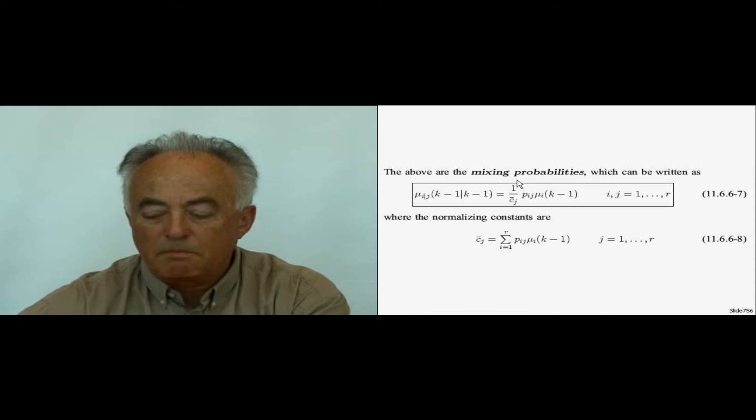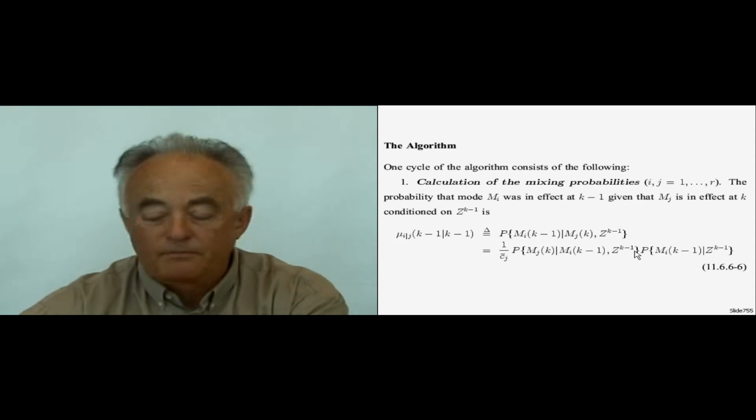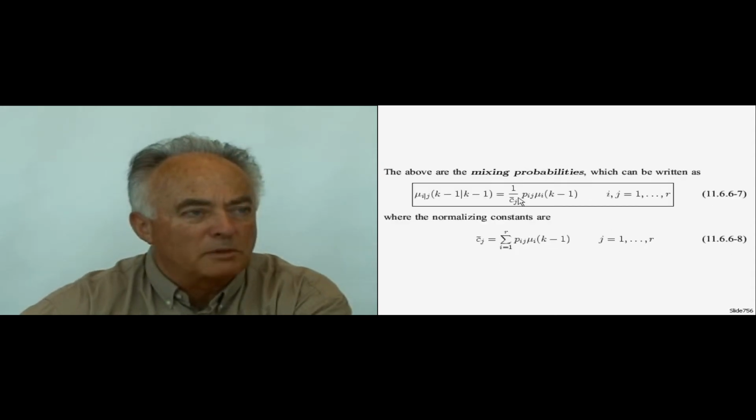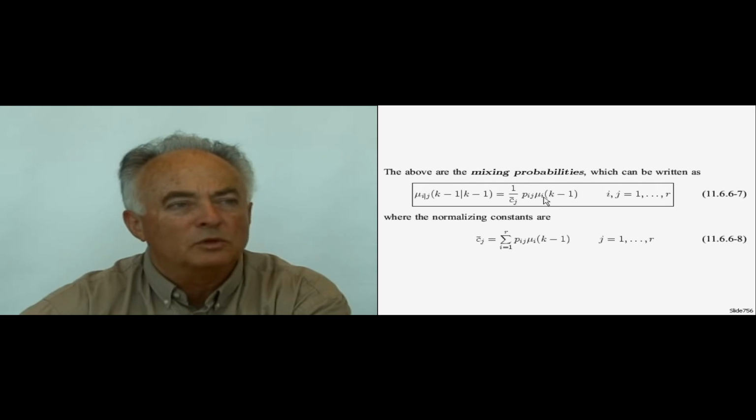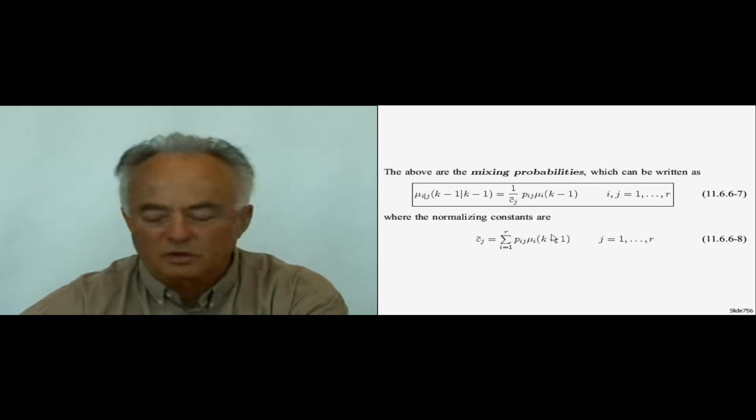Sorry, this is a pij. This is the pij jump probability, and this is mu i. So what I have here is pij, the jump probability from i to j, times the probability that I had model number i before. So this is the mu i given j. And this is the expression of the normalizing constant.